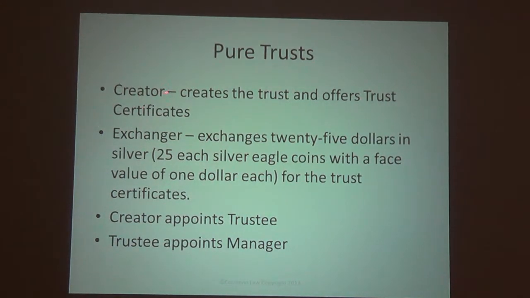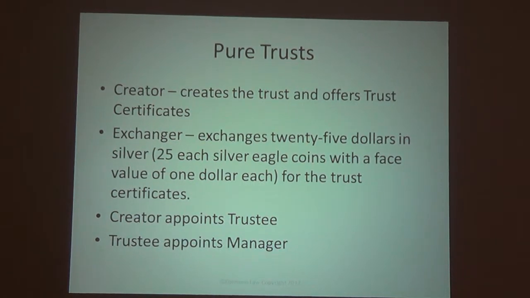These trusts are done by a creator, okay? The creator creates the trust and offers the trust certificates. The exchanger exchanges $25 in silver, which is silver eagles in this case, or it could be $75 Canadian in silver maple leafs, for the trust certificates. The creator appoints the trustee. So the exchanger says, well, I'll buy one of those trust certificates and I'll give you the silver for it. So that's what creates the trust, okay? You have this trust that has the silver, and this guy has the certificate.